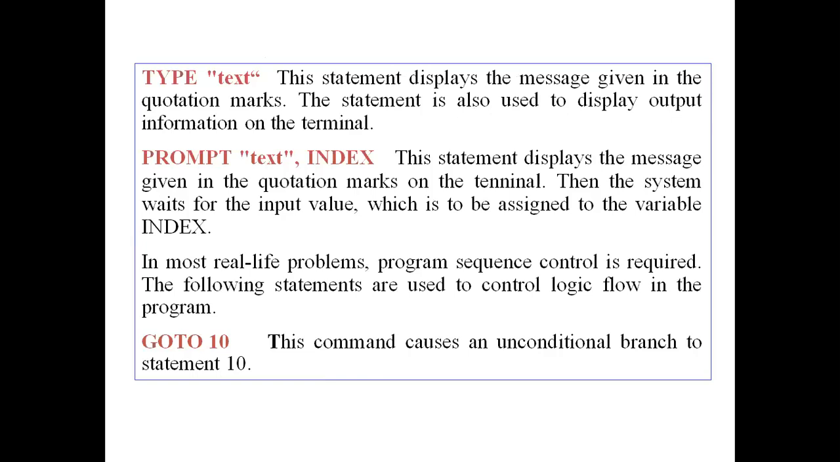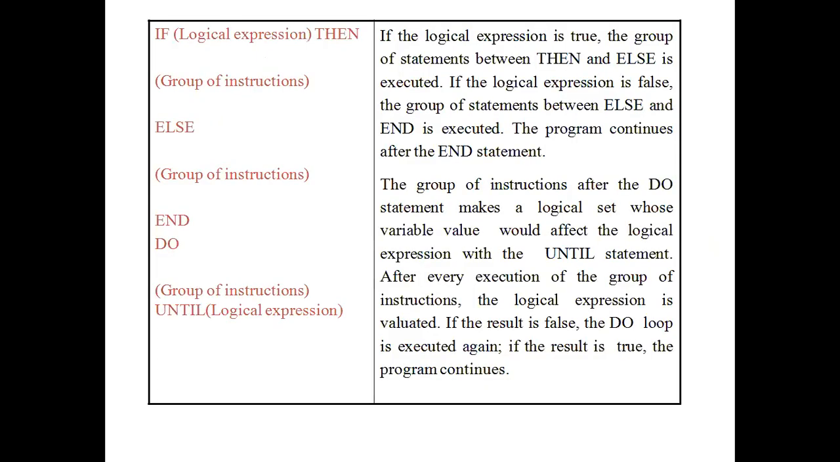So text, indicated by quotation marks, is used to display the output information. Text comma index will display the message given in the quotation marks. So the system waits for the input value. In most real life problems, program sequence control will be required. Go to 10, that is, we'll have an unconditional branch to statement 10.